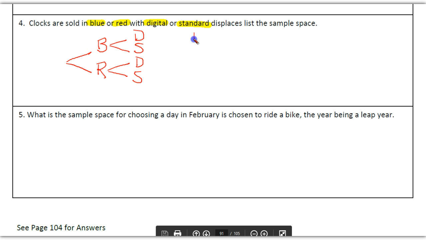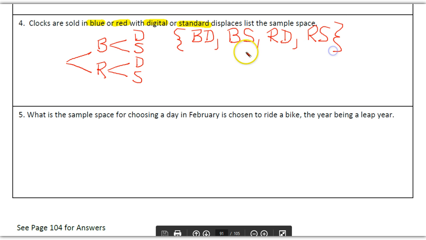So here we have a BD, and then the next one is BS. Then we have an RD, and we have an RS. And there we've listed it.